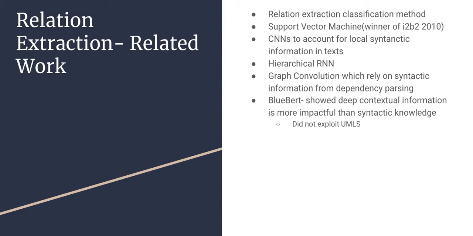So first, let us see some of the related works on relation extraction. In the past, authors have used classification methods to extract relations. For the winner of the I2B2 2010 dataset, the authors used support vector machines, while some authors, to account for local syntactic information in text, have used CNNs, while other authors have used hierarchical RNNs or graph convolution networks, but they rely on syntactic information from dependency parsing.